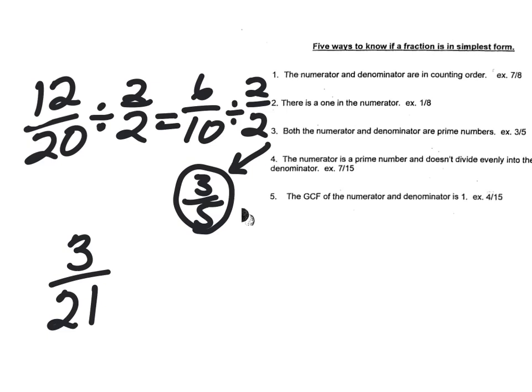So 7 would be a prime number, but 7 can't go into 15, so you'd stop there. You can't divide that anymore. Or it says on number 5, the GCF of the numerator and denominator is 1. For example, like 4/15. Okay, speaking of GCF, let's talk about something.